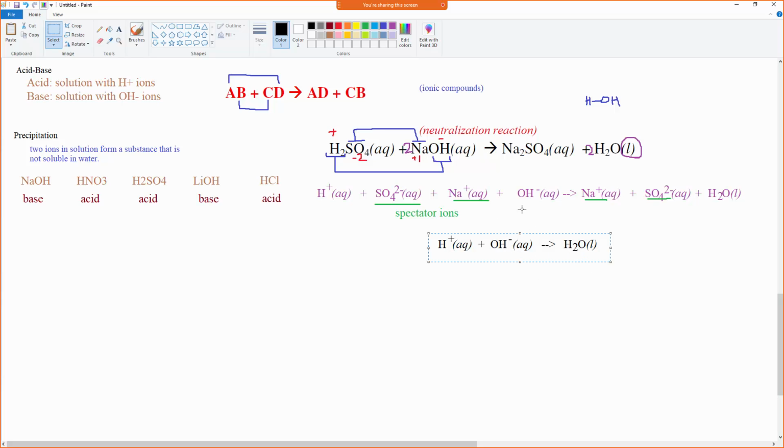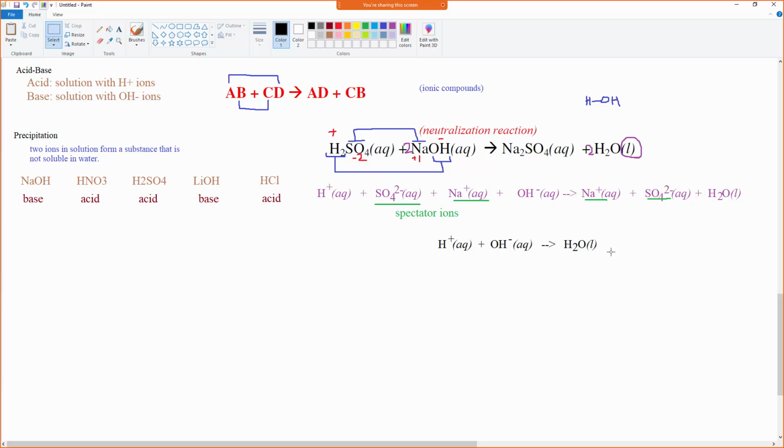One fun thing to notice about acid and base reactions is that because the acid always has H pluses and the base always has OH minuses, when they neutralize themselves, they always make water. This is always the neutralization reaction. This is always the net ionic equation for every acid-base reaction that we're going to see in this chapter.